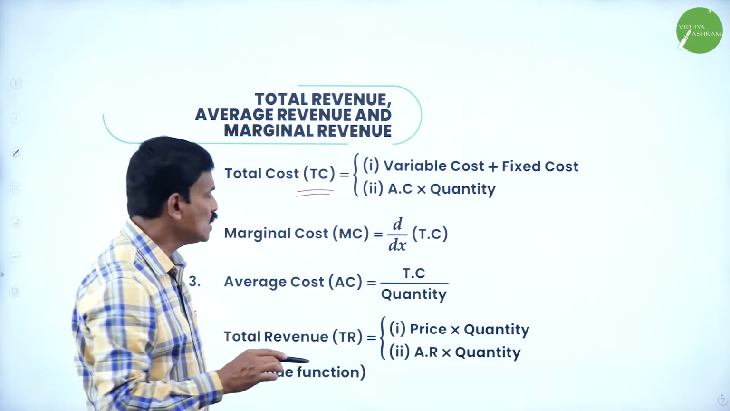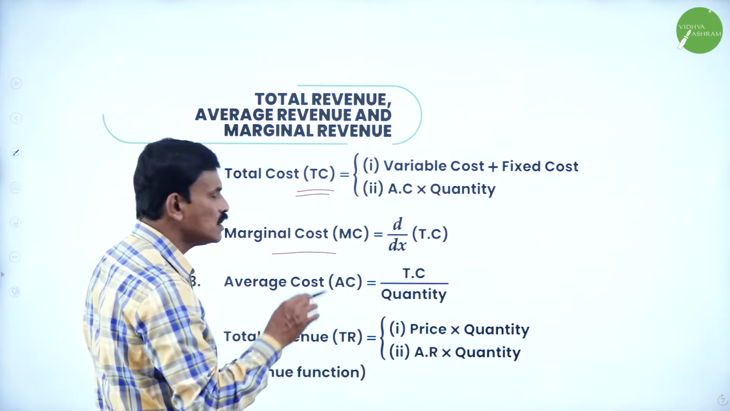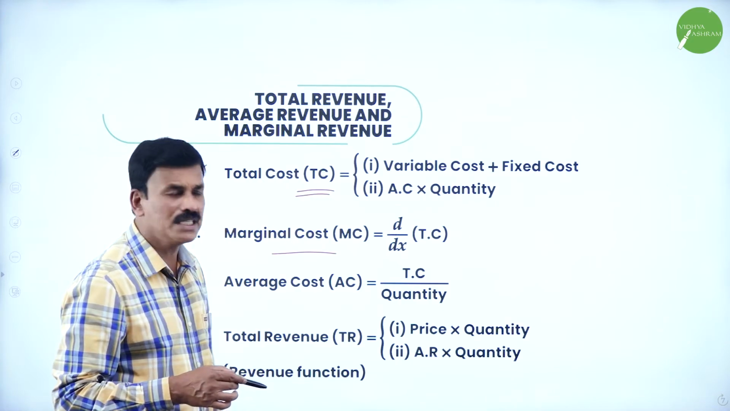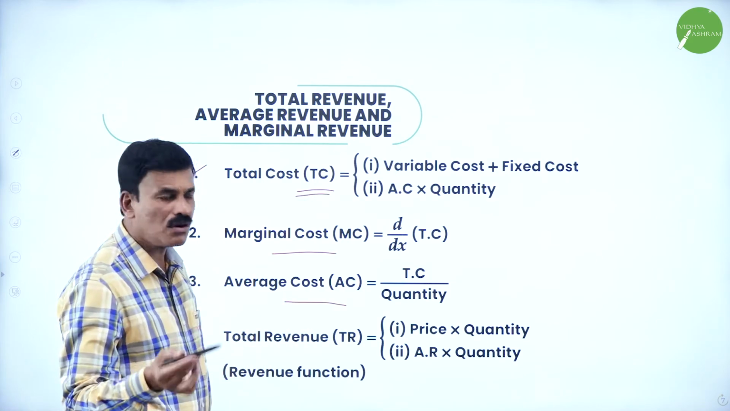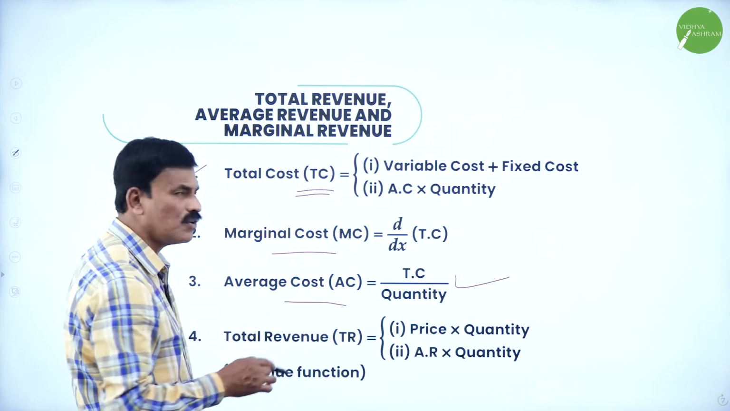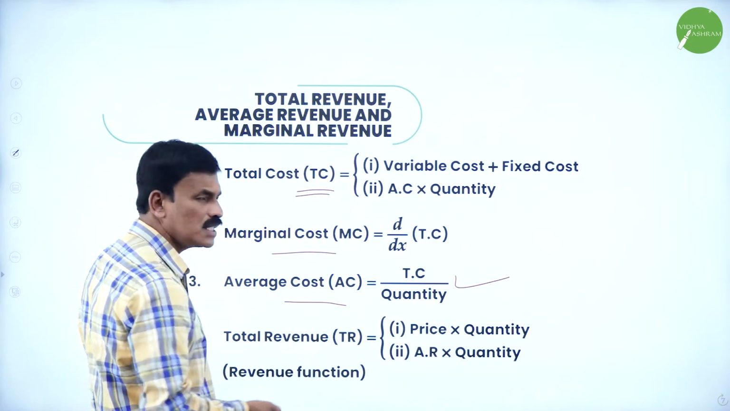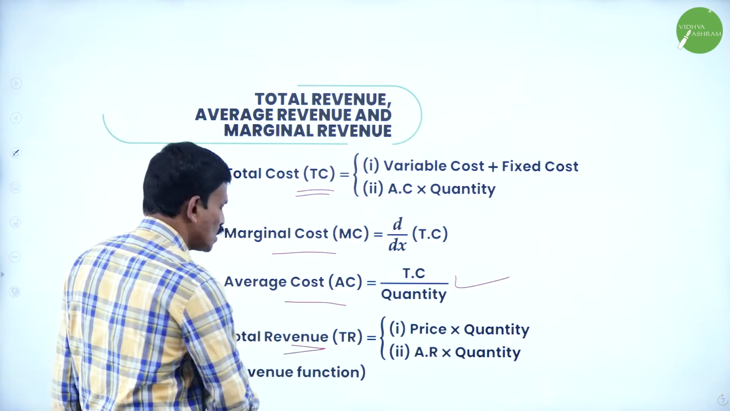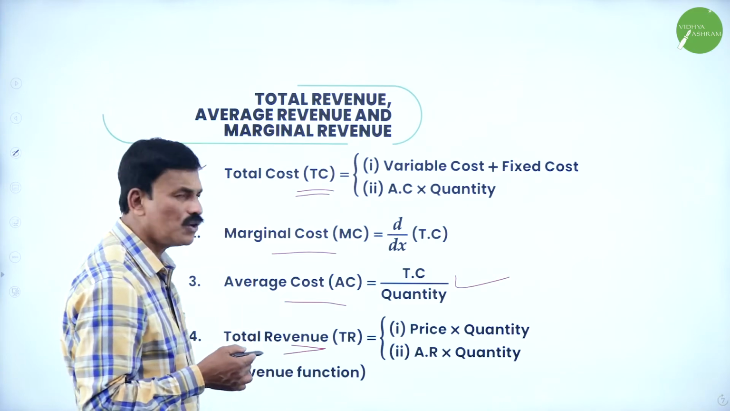So there are two formulas. Similarly, to find the marginal cost, MC, differentiate with respect to X. So marginal cost is equal to d by dx of the total cost. Next, average cost is equal to the total cost divided by the quantity. And the total revenue or the revenue function is denoted as TR is equal to price into quantity, or average revenue into quantity will give the total revenue.